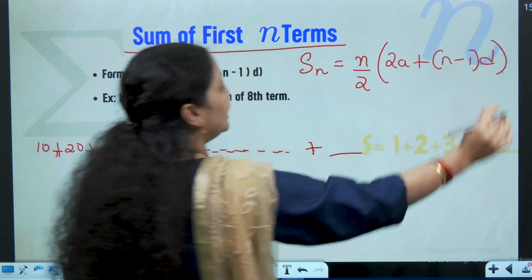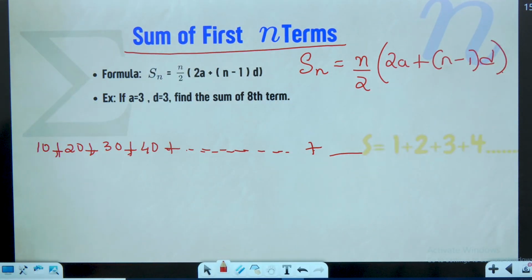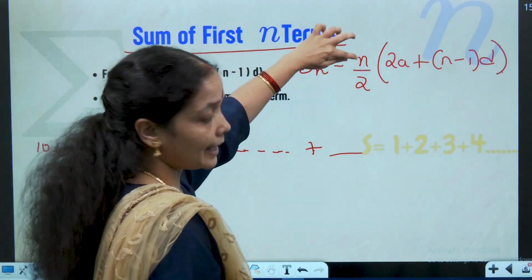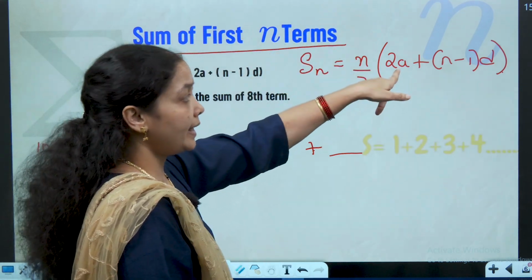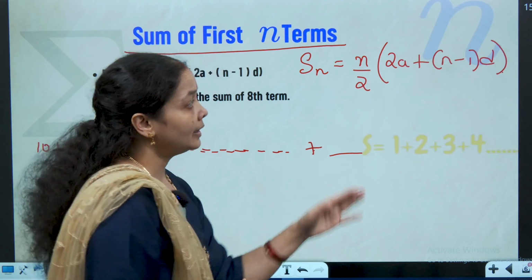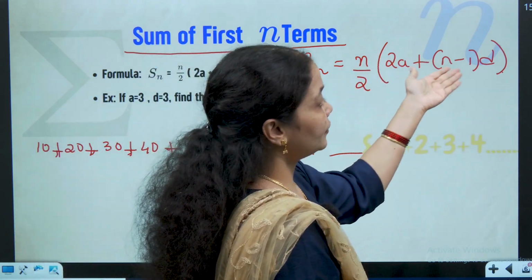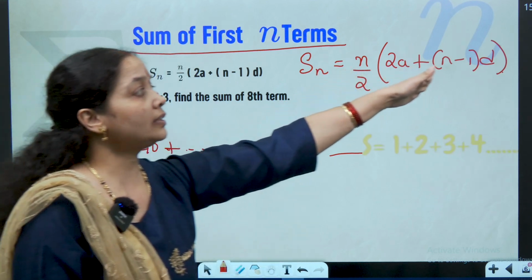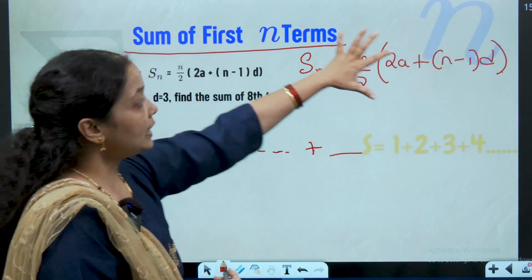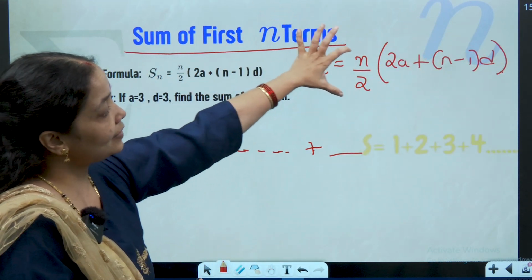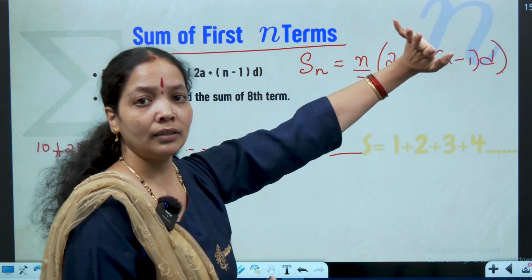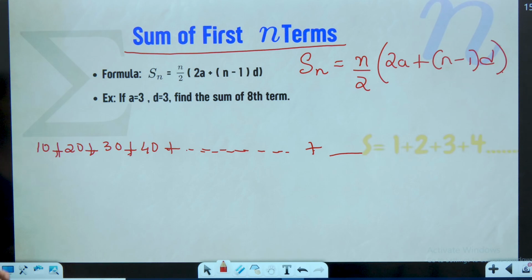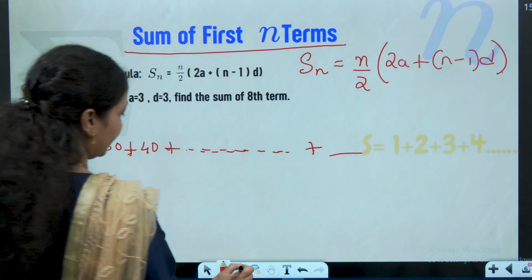This is the formula given in the textbook as well, where Sn represents the sum to nth term, n as usual is the number of terms, a is also as usual the first term, and d is the common difference. There is no change in the abbreviations or the terminologies used here. Only when I am taking Sn, I will add n by 2 and 2a to the formula. So let us take this question here. A is given to be 3.